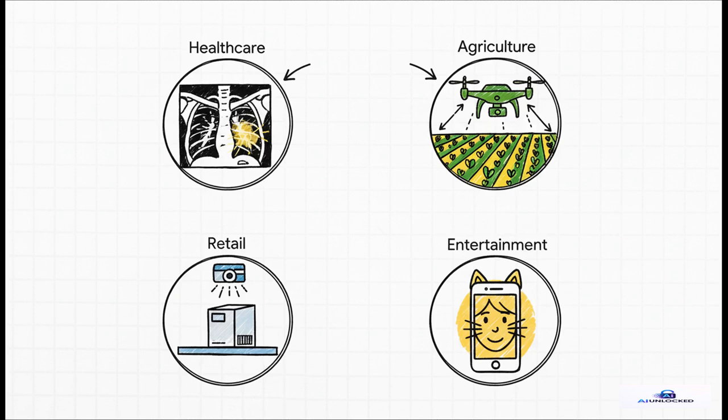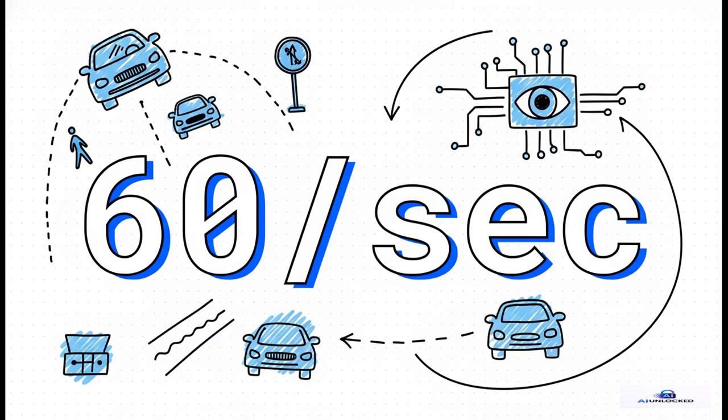And if you want a sense of the sheer speed and power we're talking about, get this. A self-driving car uses computer vision to analyze everything around it, pedestrians, cars, signs, lane lines, up to 60 times every single second. It's just an incredible amount of real-time processing.